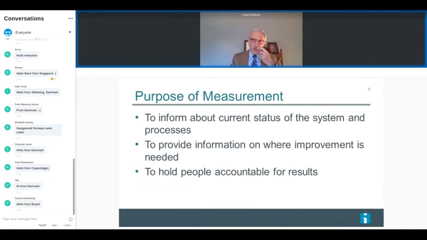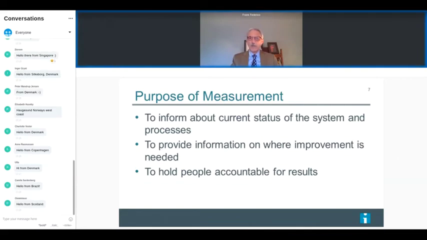And we should use them to hold people accountable for results. Now, accountable also has a very negative connotation. We don't mean punishment, but we should be able to tell when someone or some part of the organization is not functioning the way it was designed to be functioning, that we're able to identify that and immediately go and determine what we can do to make it better.